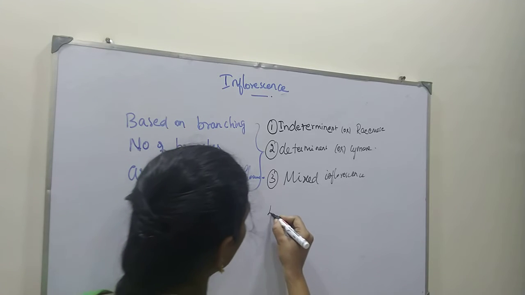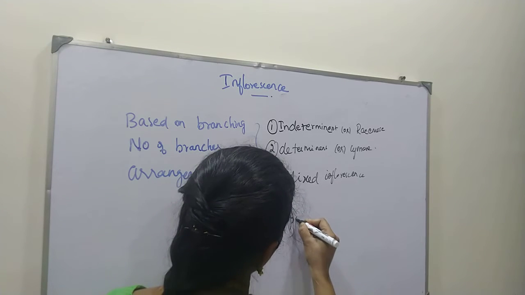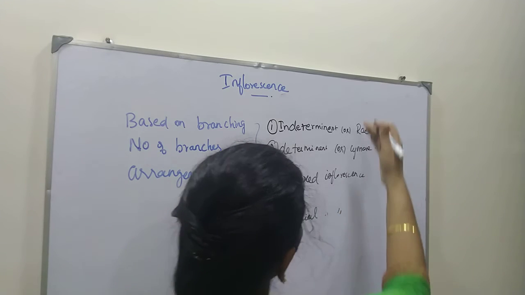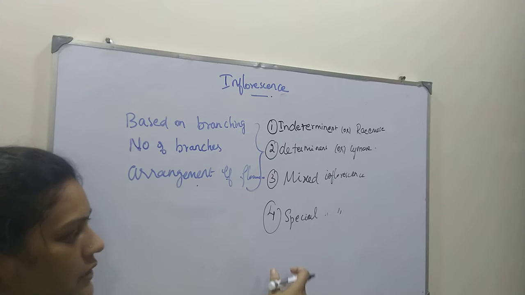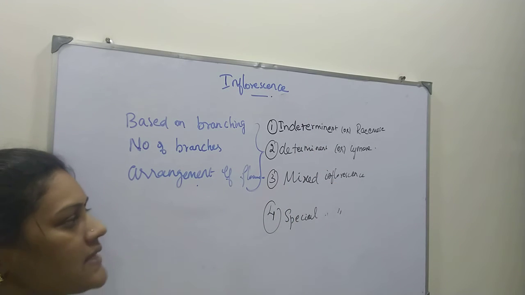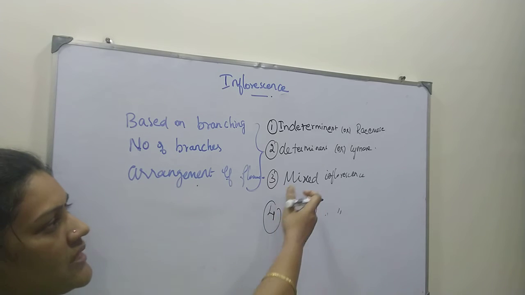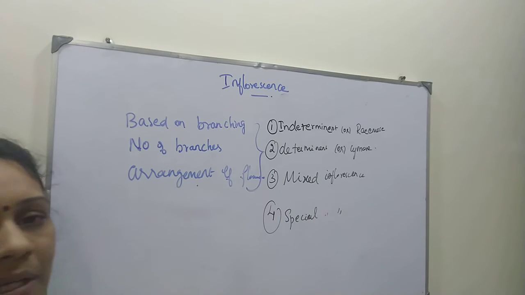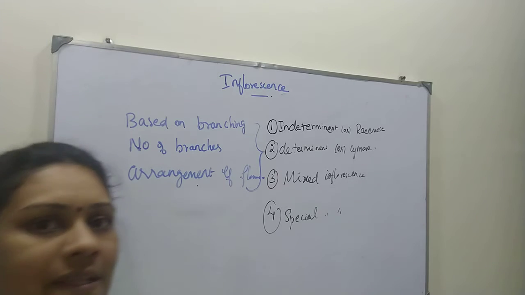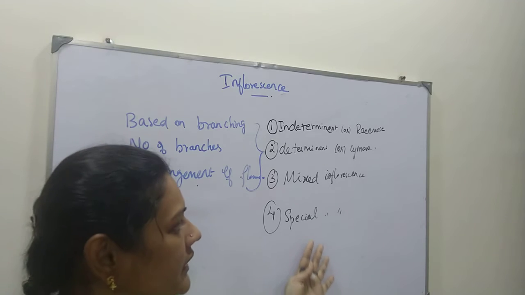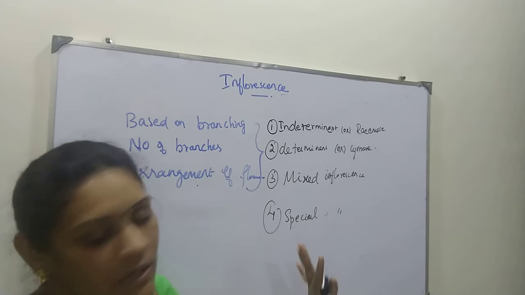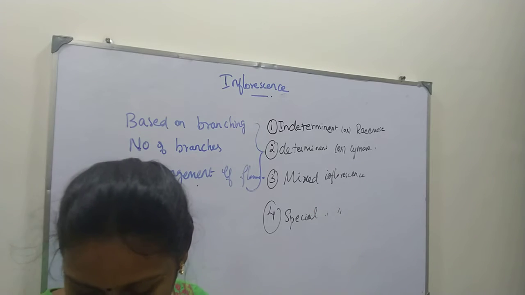Next, the fourth one is special inflorescence, which does not conform to any of these types. The mixed inflorescence consists of both indeterminate and determinate character, that is, the Racemose flower pattern and the mixed branching pattern also. This is very important that you should know.